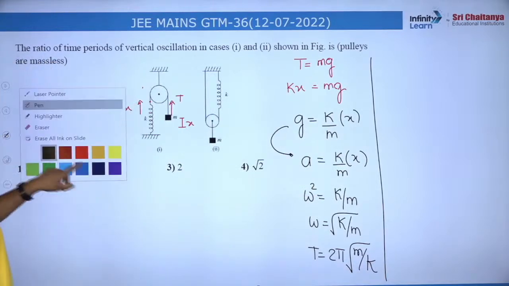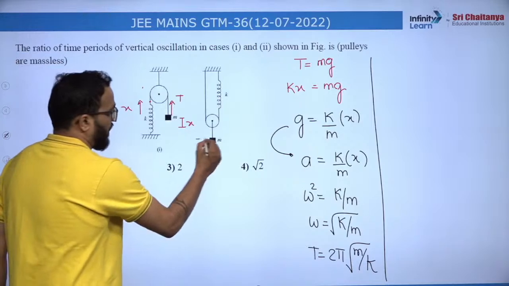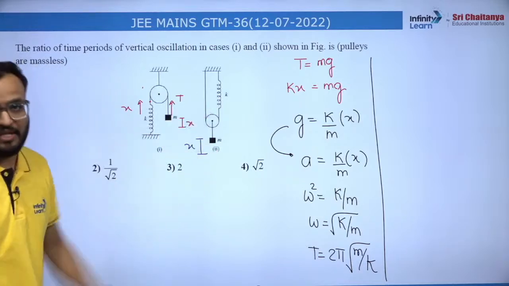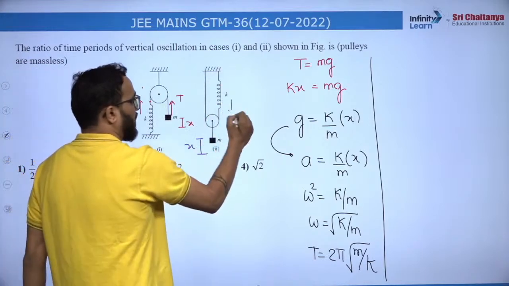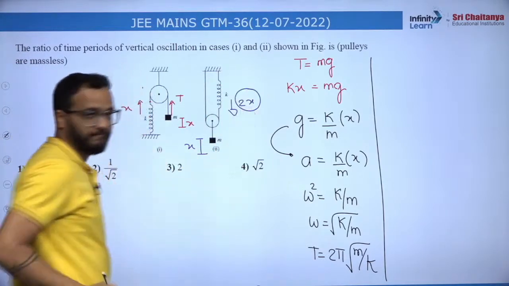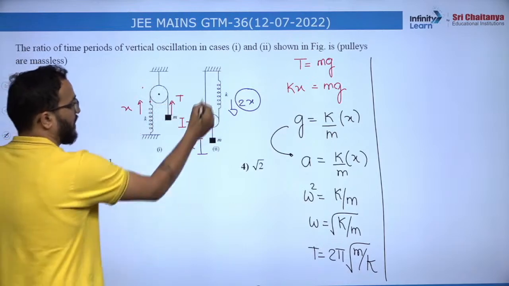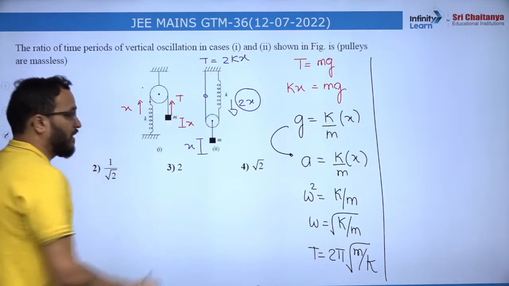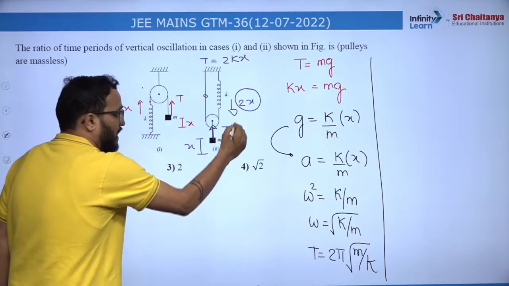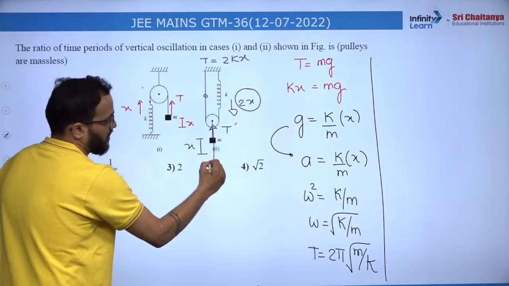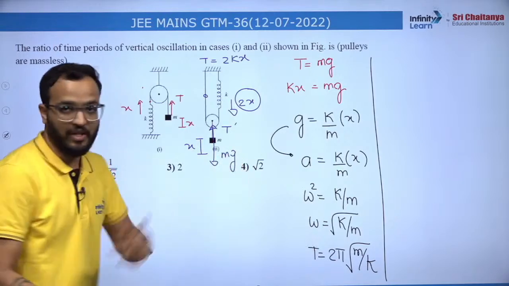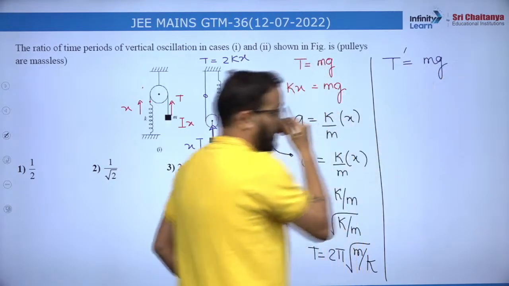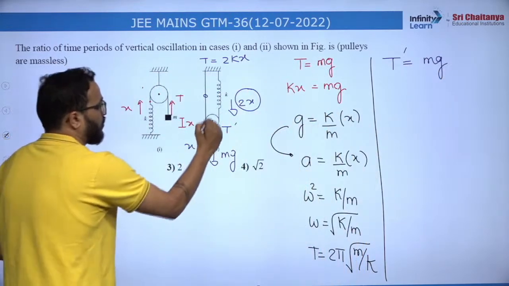In the second case, if I bring this mass down by a distance x, according to the constraint relation, this spring will come down by 2x. So what is the tension in this string? Tension will be 2kx. And the mass is balanced by the tension in this string, T dash upward, mg downward. So for the second case, T dash is equal to mg. Now what is T dash? T dash will be equal to 2T.